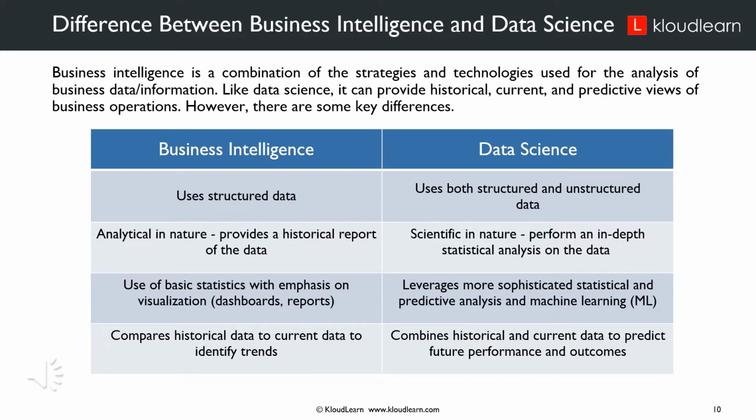Business intelligence is analytical in nature and provides a historical report of the data. Data science is scientific in nature and performs an in-depth statistical analysis of the data. Business intelligence uses basic statistics with emphasis on visualizations such as dashboards or reports. Data science leverages more sophisticated statistical and predictive analysis and machine learning.